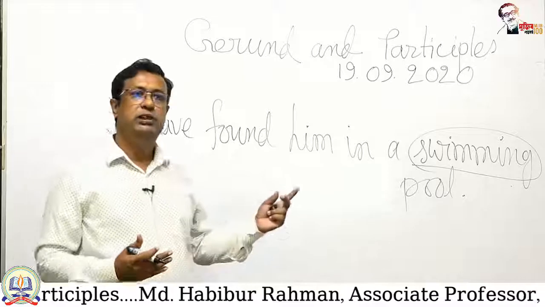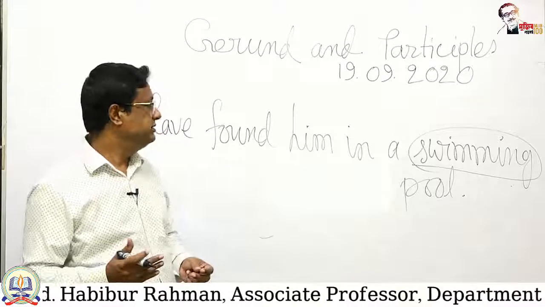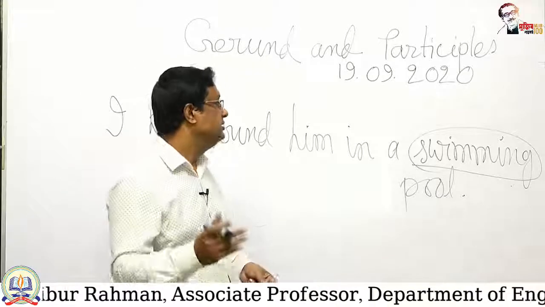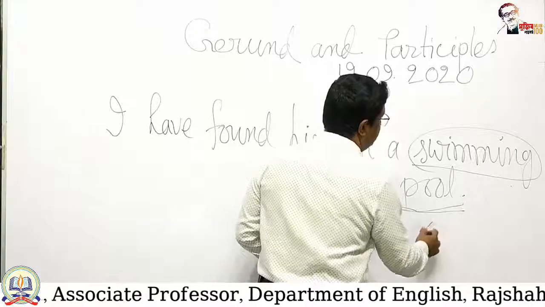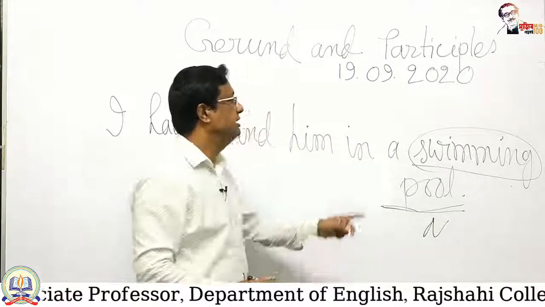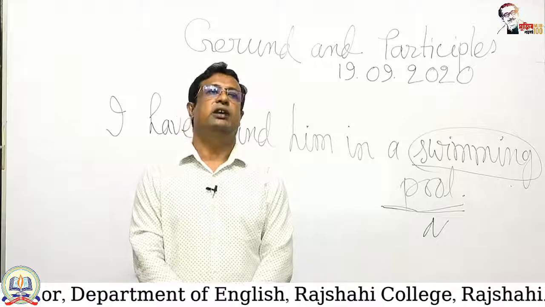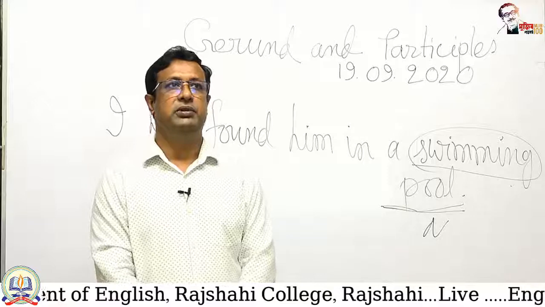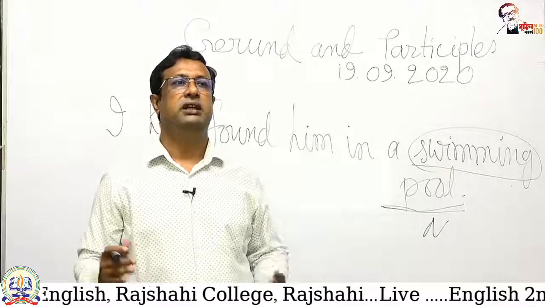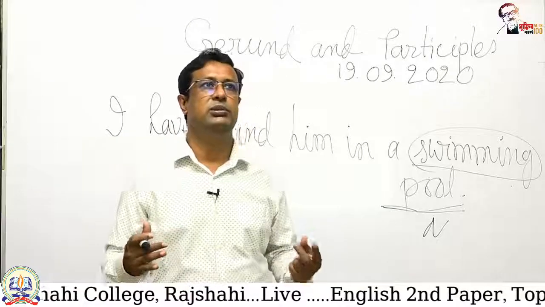A prepositional phrase ends with a noun. So, pool is the noun. This is noun. Pool is noun. And swimming is modifier. And what type of modifier? Present participle. Swim, and after adding ing, its spelling is swimming.